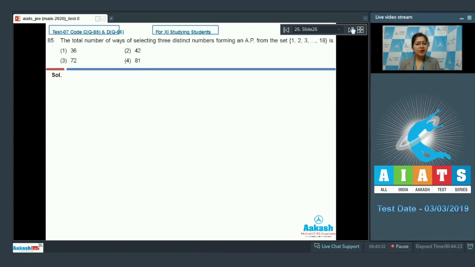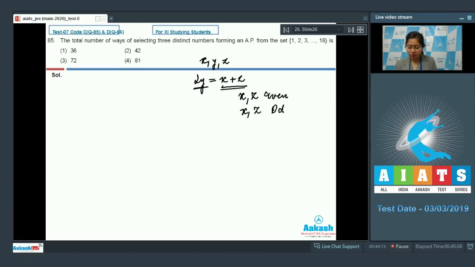Next is question number 85, which says that the total number of ways of selecting 3 distinct numbers forming an AP from the set 1, 2, 3 up till 18 is. Now, for 3 numbers, let us say x, y, z to be in AP, 2y should be equal to x plus z. Now, as the number written on the left hand side is even, right? So this should also be even. That is, we have to choose either x and z both even, or we have to choose x and z both odd, right? These are the only two possibilities.